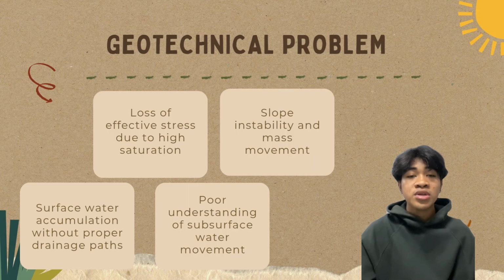Third, surface water accumulation without proper drainage paths. If there are no proper drainage systems, water builds up on the surface, leading to erosion and weakening of the soil structure. And lastly, poor understanding of subsurface water movement. Without accurate knowledge of how groundwater moves underground, it becomes difficult to design safe and stable structures, especially in areas with high rainfall.